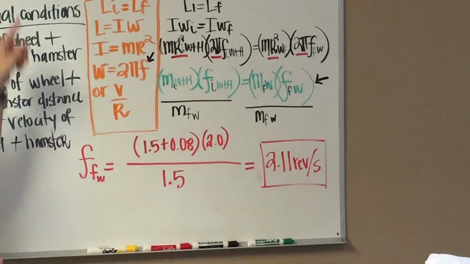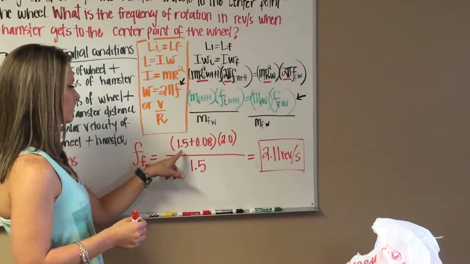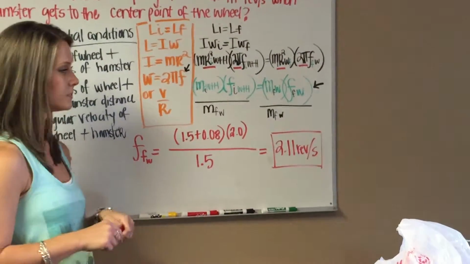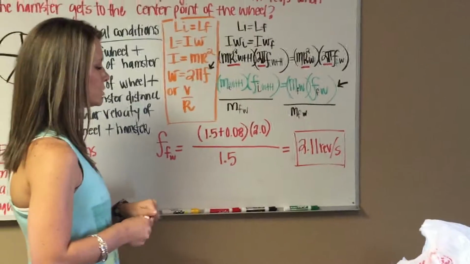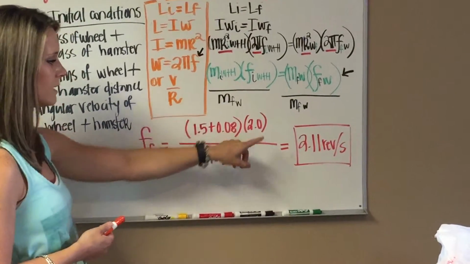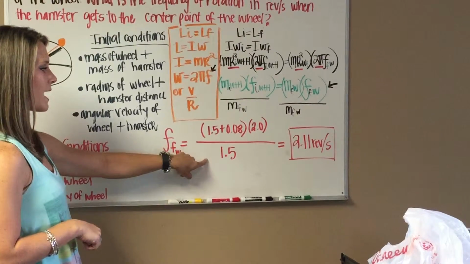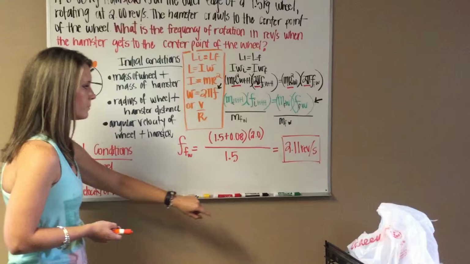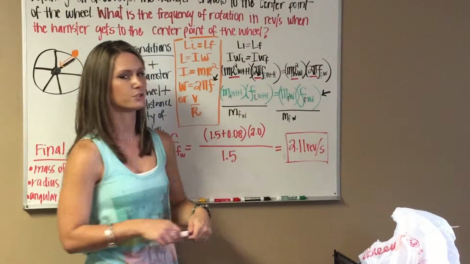So we plug in our numbers from the equation, and we get 1.5 kilograms plus 0.08 kilograms times the initial frequency of the wheel plus the hamster, which was 2.0 revolutions per second, all divided by the mass of just the wheel by itself, which is 1.5 kilograms, and we get 2.11 revolutions per second.